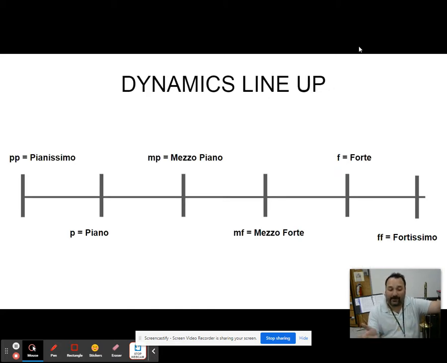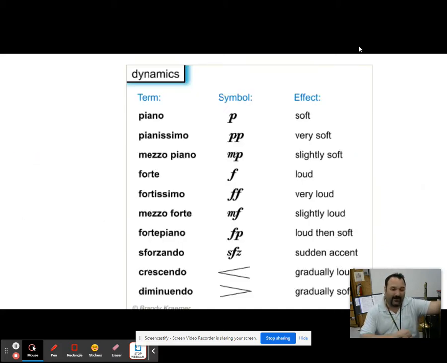Now we've got a lineup here of dynamics from left to right that goes from soft to loud. And double P, pianissimo, would be very soft. Moving along to the right, the next one is P equals piano, and that's just soft. MP is a little bit louder. It's called mezzo piano, and that's medium soft. Now we flip into the forte side of the chart, and that's mezzo forte, MF, which means medium loud, followed by forte, which is just loud, and lastly fortissimo, double F, which is very loud.